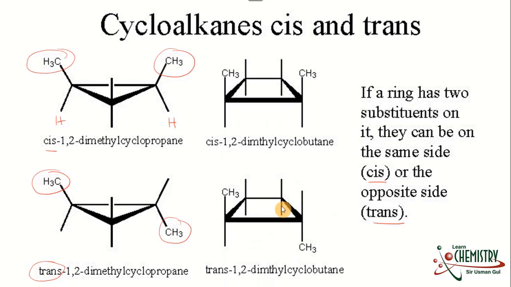Okay, let me show you another example here. This one is cis because the methyl groups are on the adjacent side or same side, so I will identify this one as cis. But in the case of trans, you can clearly see these methyl groups are on opposite sides. So this was the cis trans isomerism in alkane.